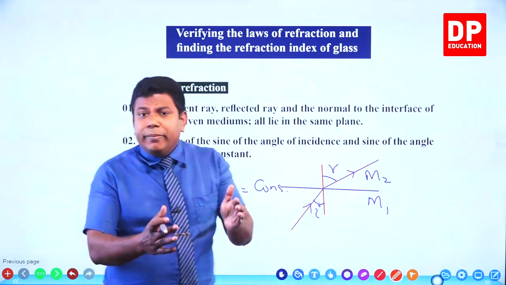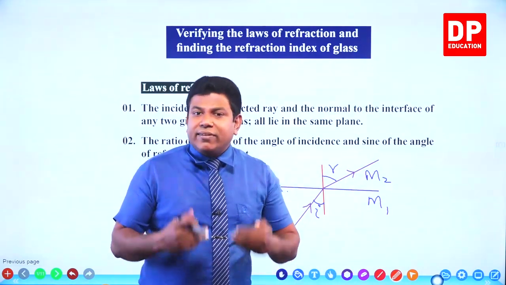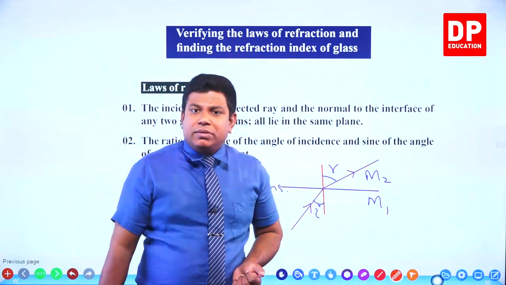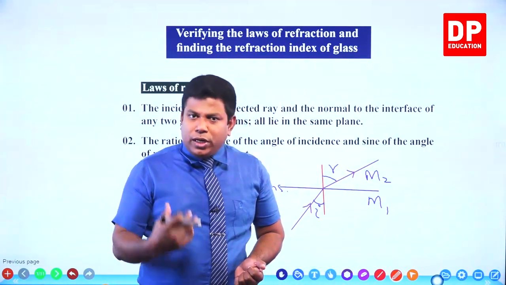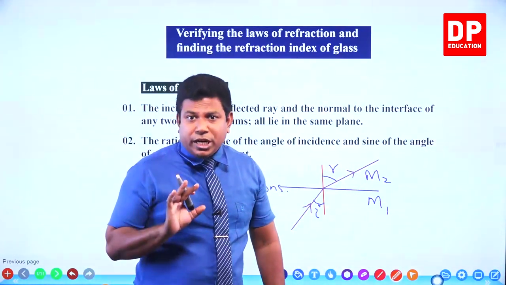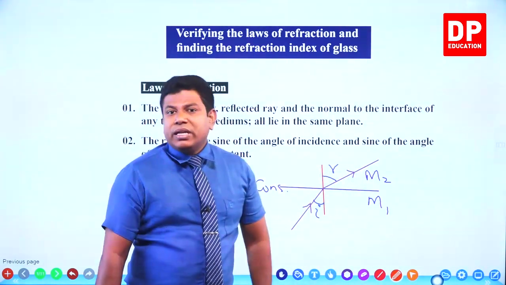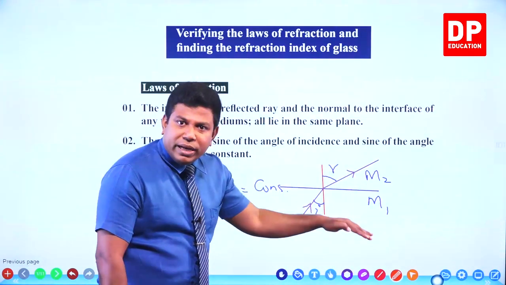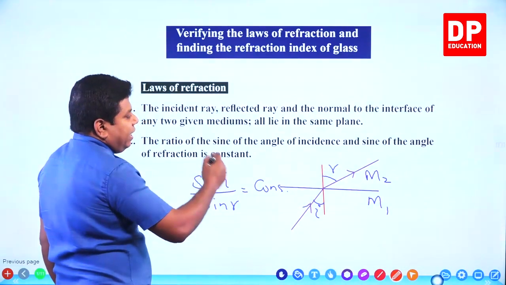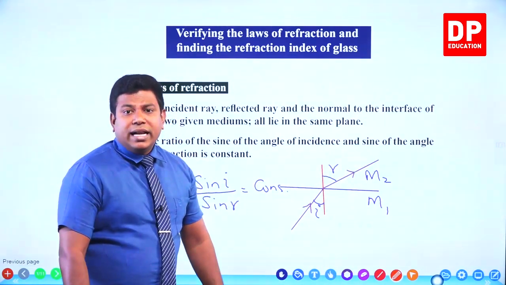The refractive index of one medium always has to be relative to another. If we don't mention relative to what, it means relative to air. But usually you have to mention relative to which medium the other medium's index is. So here, relative to medium 1, medium 2's refractive index will be equal to this constant. Sin I over sin R will be the refractive index of medium 2 relative to medium 1.